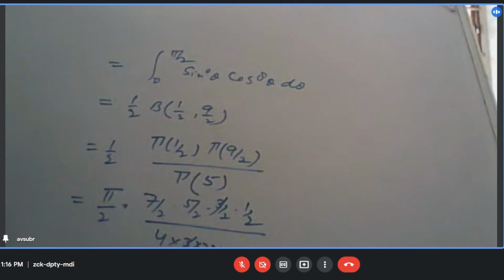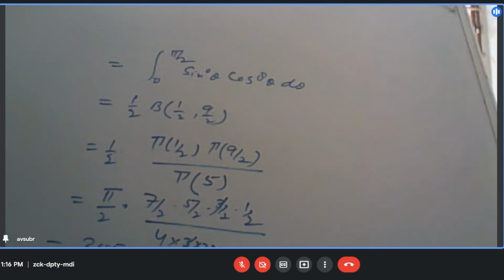3 भी कैंसिल हो गया. ठीक है, तो 35 तो ऊपर आ ही रहा है. 35 by 128. 128 आ रहा है ना. 4 into 8, 16, 32 into 4, 128 into 2, 256. ठीक है ना. यस सर.